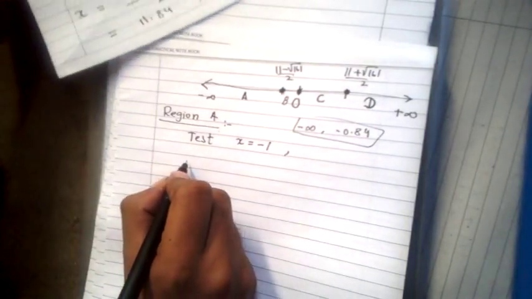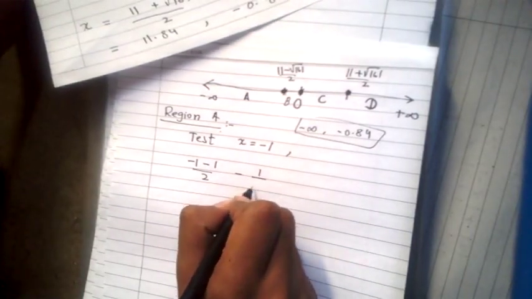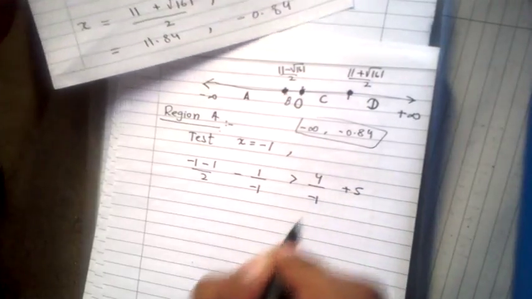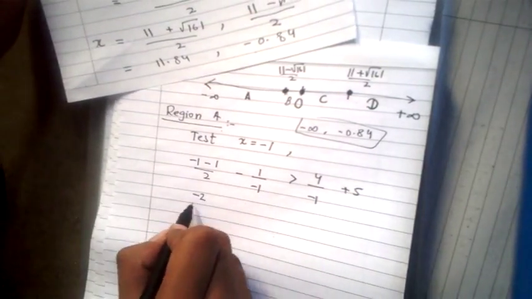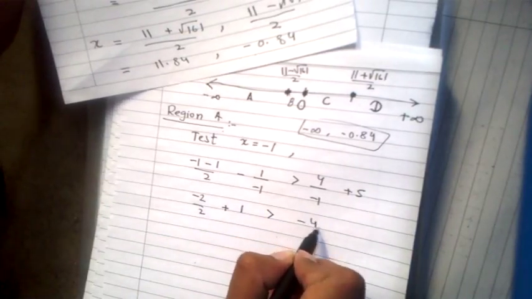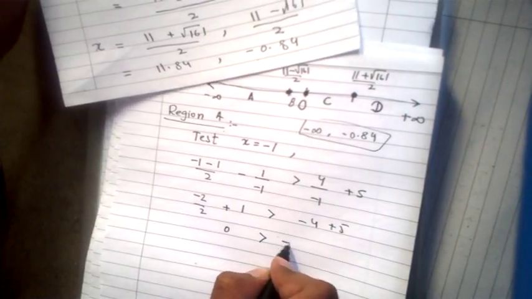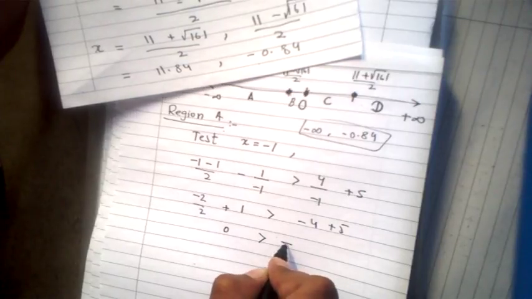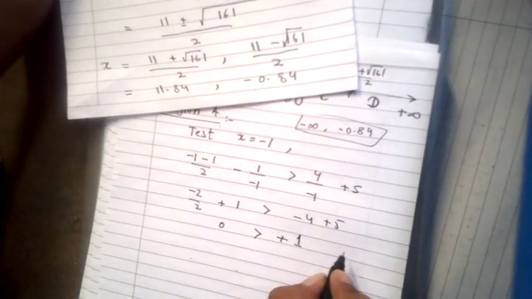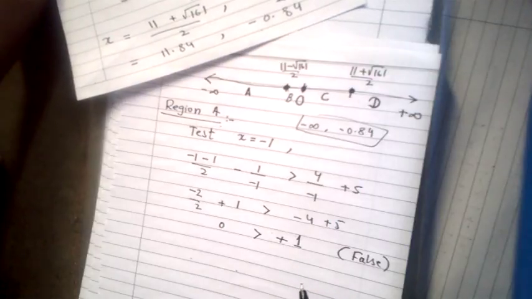On substitution, you get minus 1 divided by 2 minus 1 divided by minus 1 is greater than 4 divided by minus 1 plus 5, and this is minus 2 divided by 2 plus 1 is greater than minus 4 plus 5, which is 0 is greater than plus 1. Since 0 is smaller than plus 1, therefore it is false. And the region A is not in the solution.